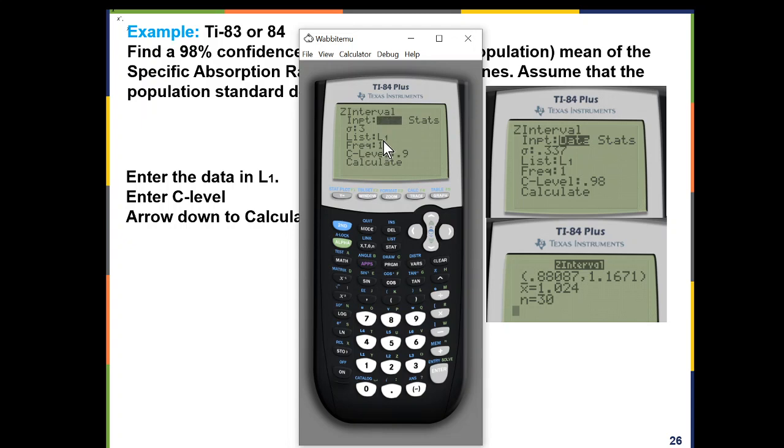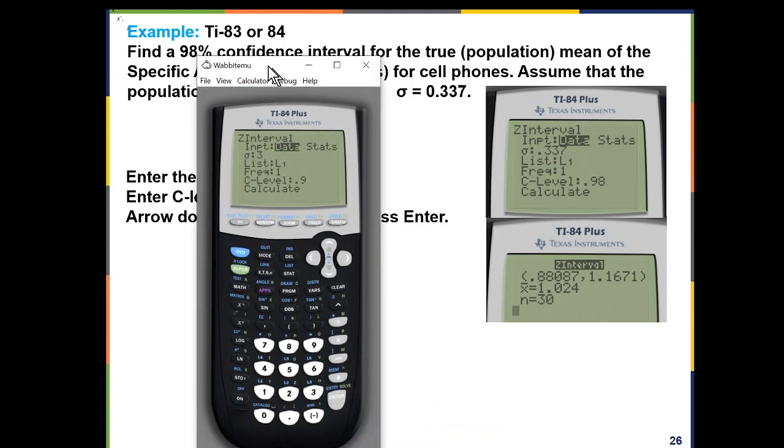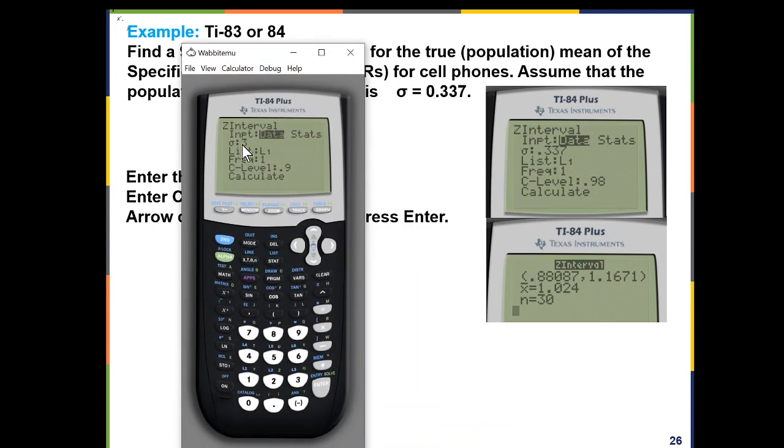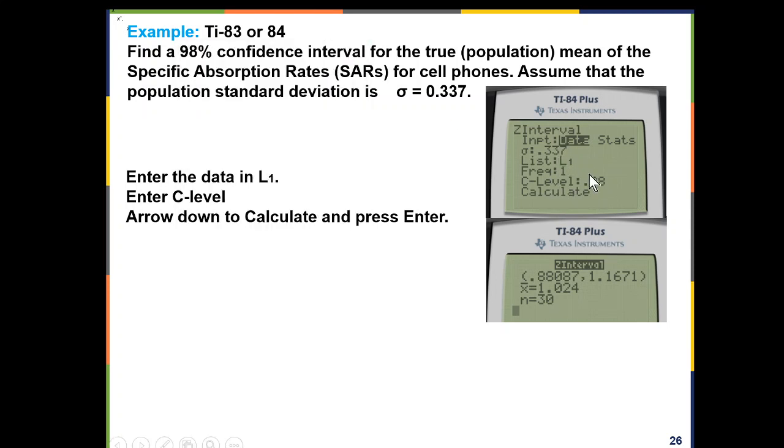And then you put all your numbers in L1, and then fill in the rest of this. For sigma, you put 0.337, as I have it here. And then for confidence level, you put 98%. And then you run this, and it gives you the interval. See? It's very easy. All you have to do is put the data in L1, and then run this Z interval.